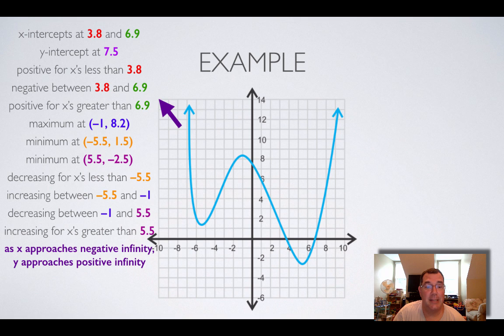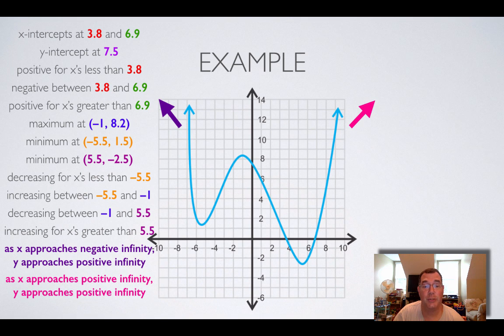And finally, as x approaches negative infinity, y approaches positive infinity, and as x approaches positive infinity, y approaches positive infinity. And that's that entire graph in a nutshell.